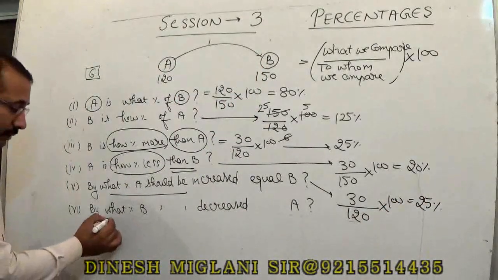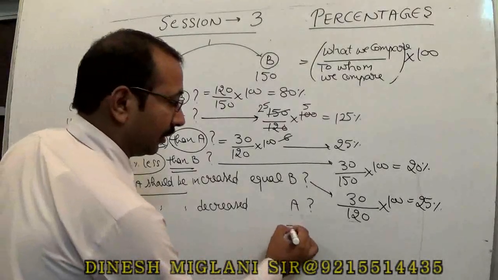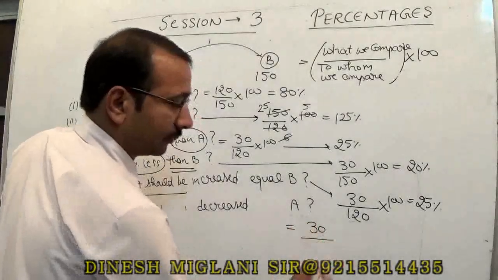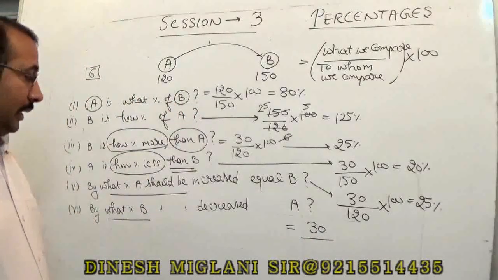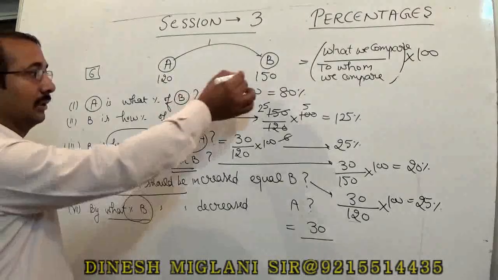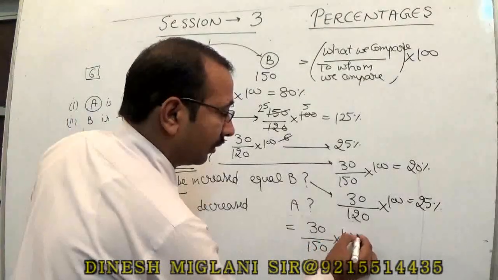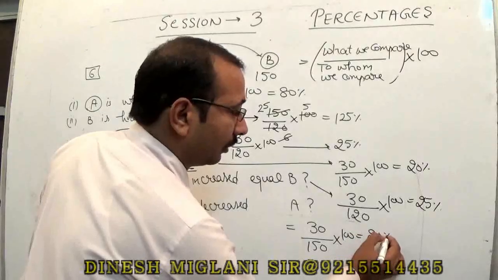Statement number 6. By what percent should B be decreased? What is the quantity to be decreased? 30. And the decrease has to be made in B. What is the value of B? 150. 30 upon 150 into 100. Answer is equal to 20%.